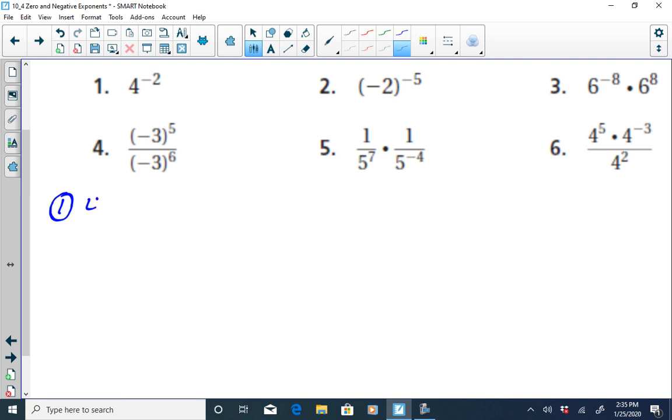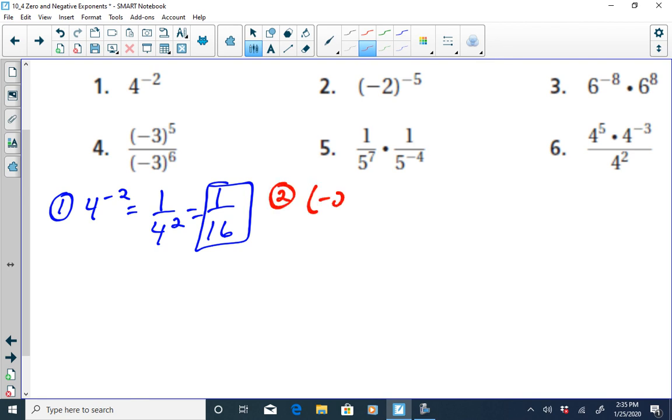All right, so let's evaluate some of these examples here. Problem number 1, 4 to the negative 2 is the same as 1 over 4 squared. Right, 4 squared we know is 16, so that's going to be 1 over 16 for problem number 1. Problem 2, right, that's negative 2 to the negative fifth power. That's the same as 1 over negative 2 to the fifth power. 2 times 2 is 4, times 2 is 8, times 2 is 16, times 2 is 32. That's the same as 1 over negative 32.